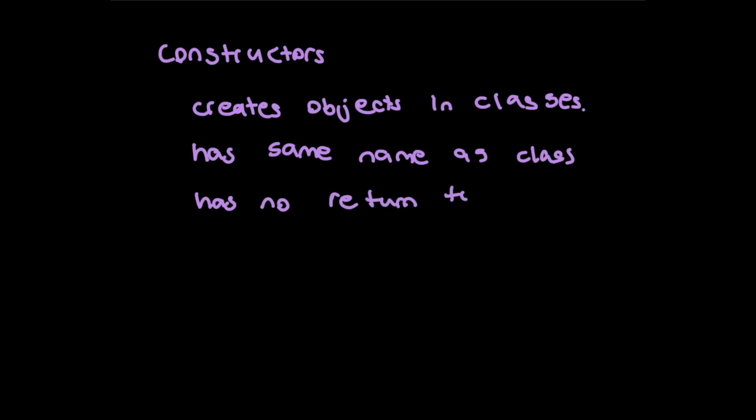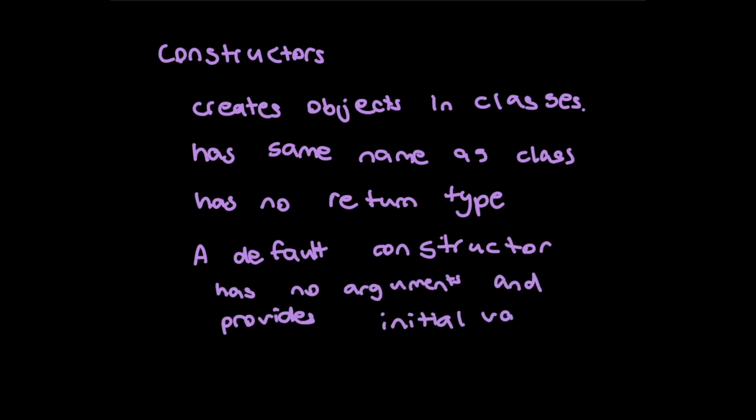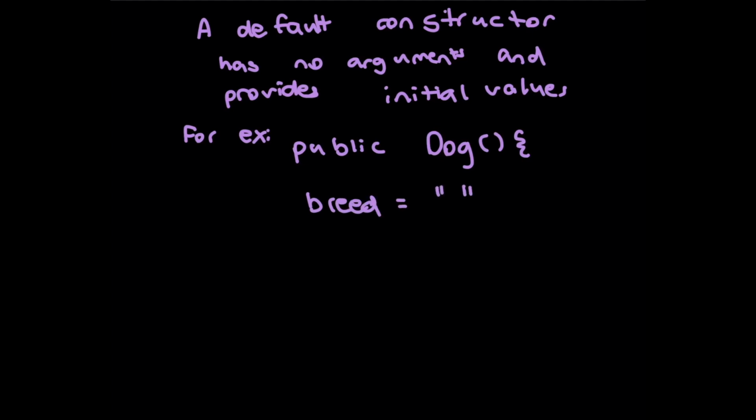Here's an example of a constructor. So it would be public Dog. Dog would be the main object in this instance as well. And we would do breed equals just quotes with nothing inside, to say there's no breed. This is called a default constructor, and it has no arguments, and it provides reasonable initial values for an object.